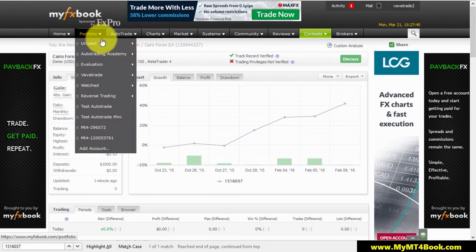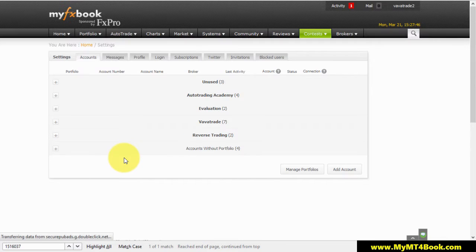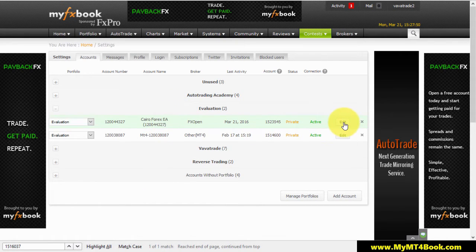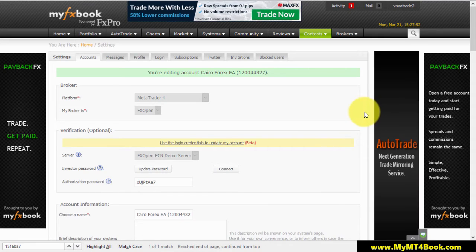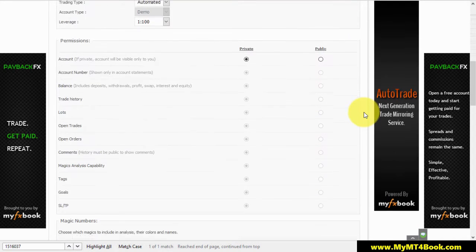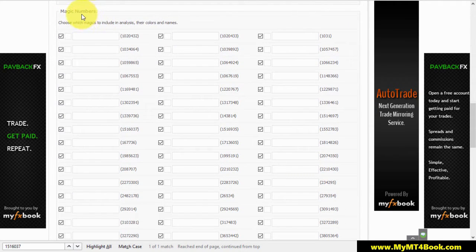If I go to portfolio and then add an account, then I just find my trading strategy and click edit right over here. And if I scroll down, I see the section of magic numbers, and it says that I can choose which magic numbers to include in analysis, the colors and names. So it means I can do the following.